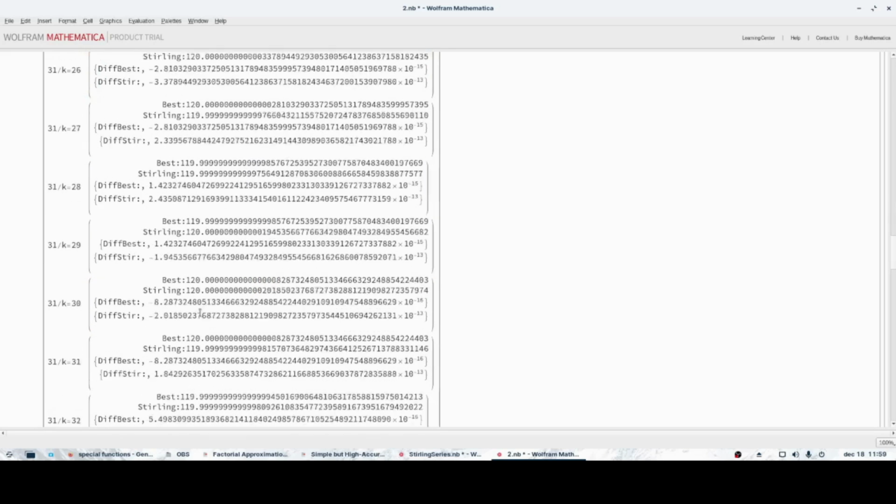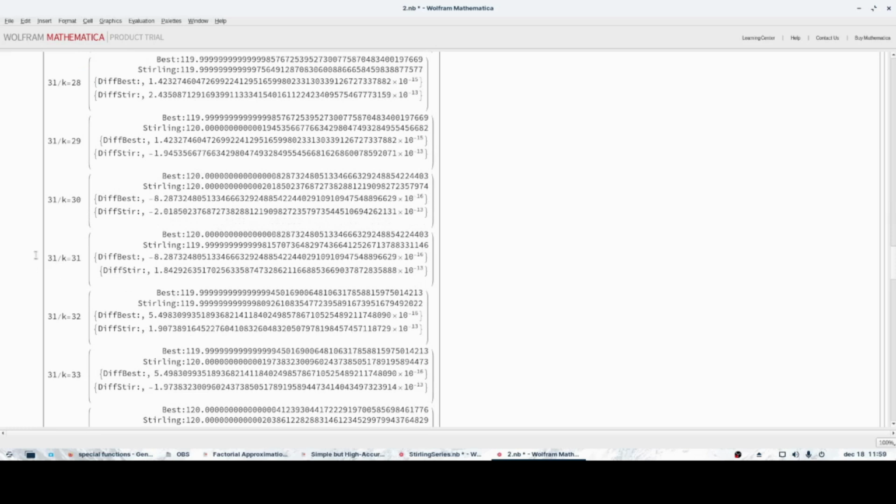And again, let's see what's happening when we are reaching 31. This is now 15 decimal places. It's 15 zeros here. Stirling formula just 12. So I have 3 decimal places more, or better, than the Stirling formula.